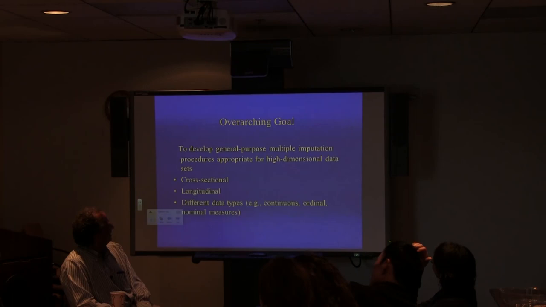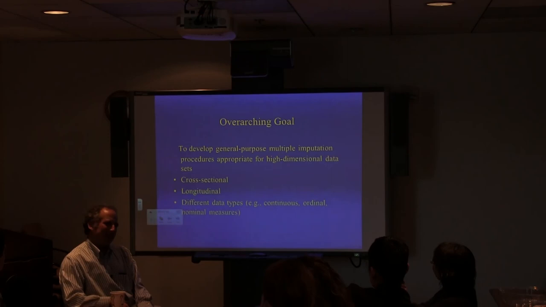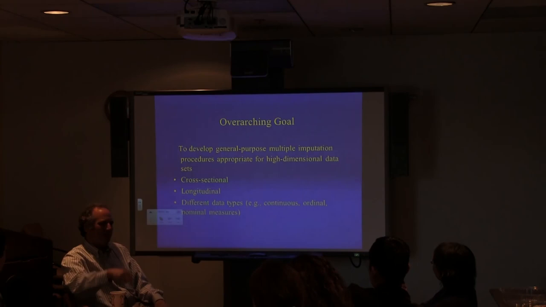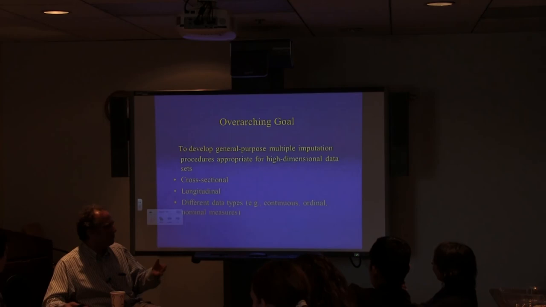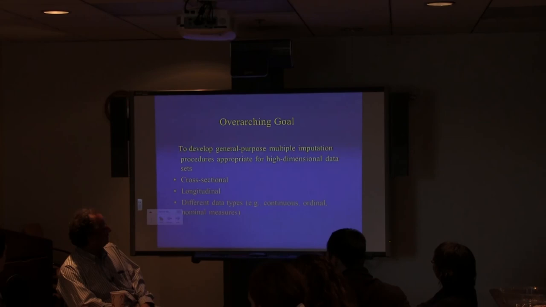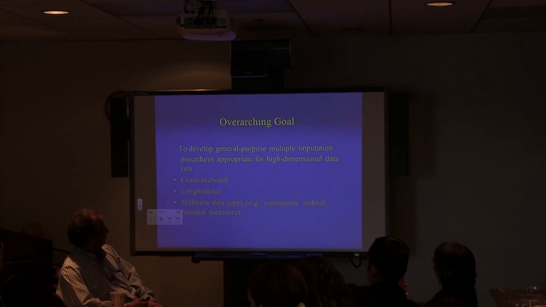So I describe an overarching goal. This is my scientific dream: that one day we'll be able to take large complicated data sets, push a button, and it'll solve our missing data problems by letting the computer gauge all the things that we would gauge if we were thinking hard about the problem. That hasn't happened yet. But when I think of general purpose multiple imputation procedures, in a sense, that's what I have in mind, and that could handle a lot of different flexible situations.